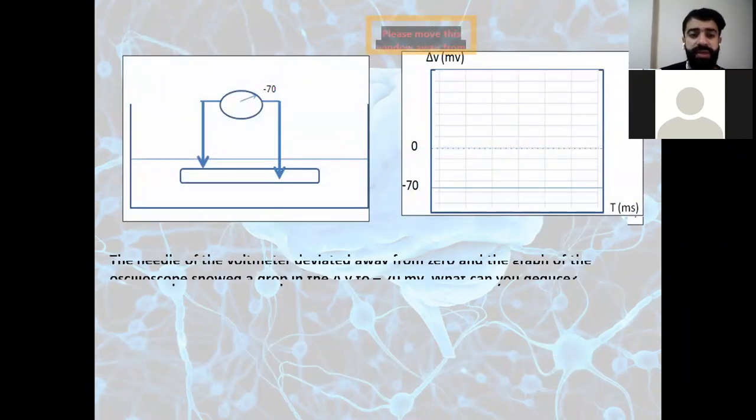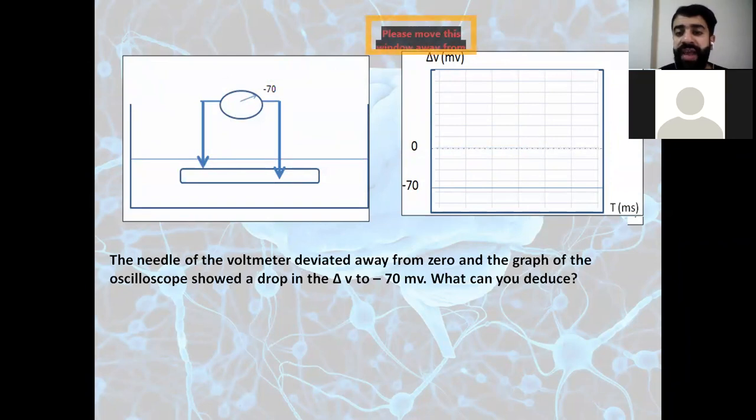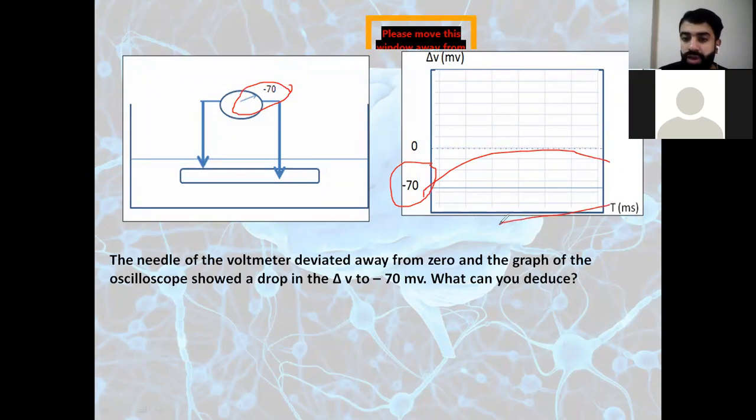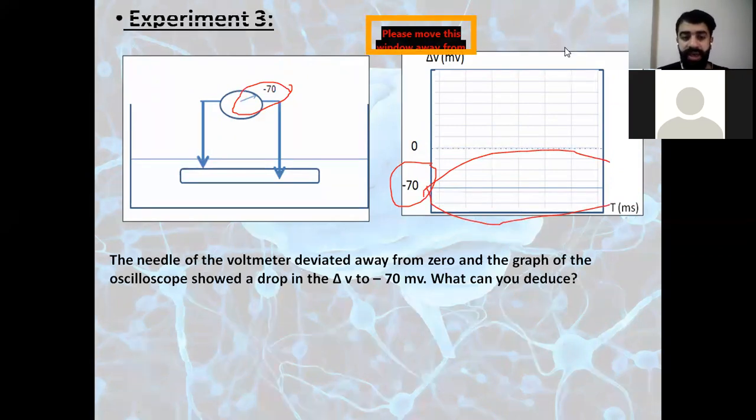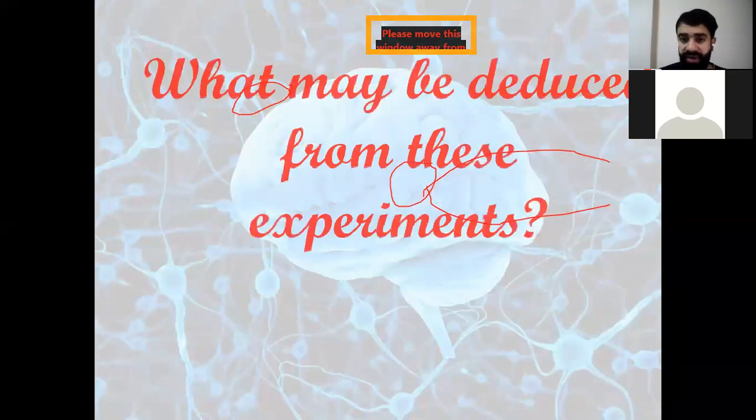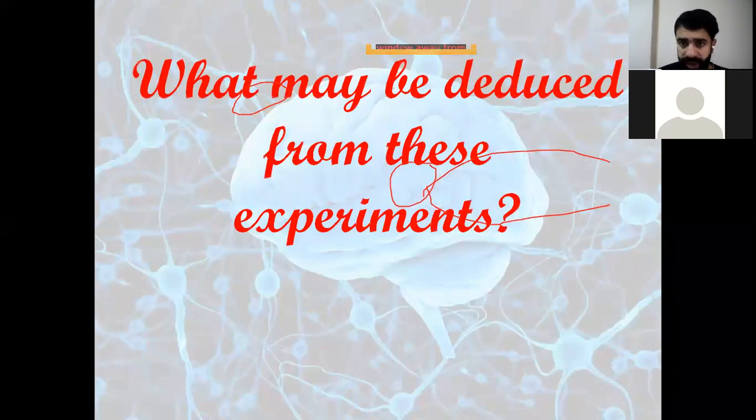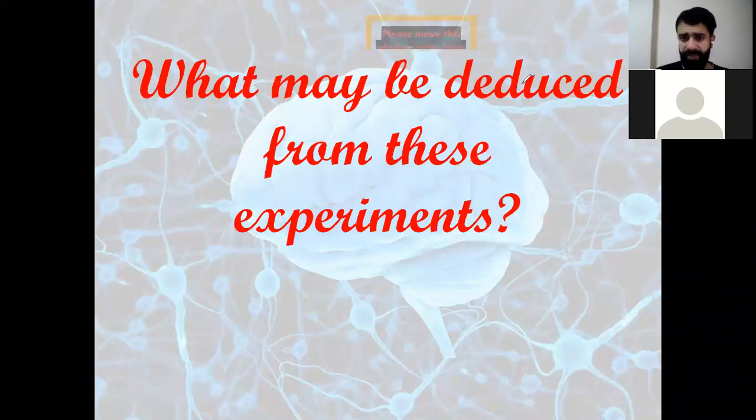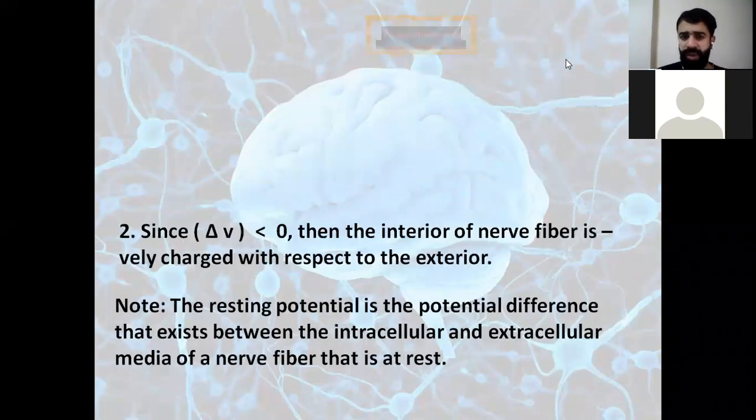Moving to the third experiment, the needle of the voltmeter deviates away from zero. It moves toward minus 70 millivolt, as shown here on the needle of the voltmeter. So here, what can you deduce? Our deduction is that a potential difference exists between the internal and the external medium.